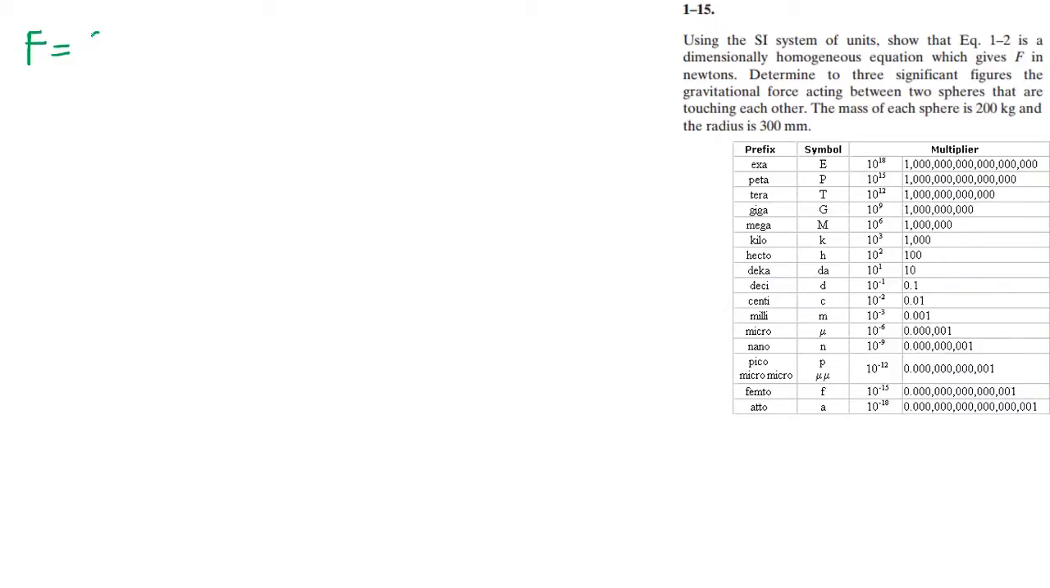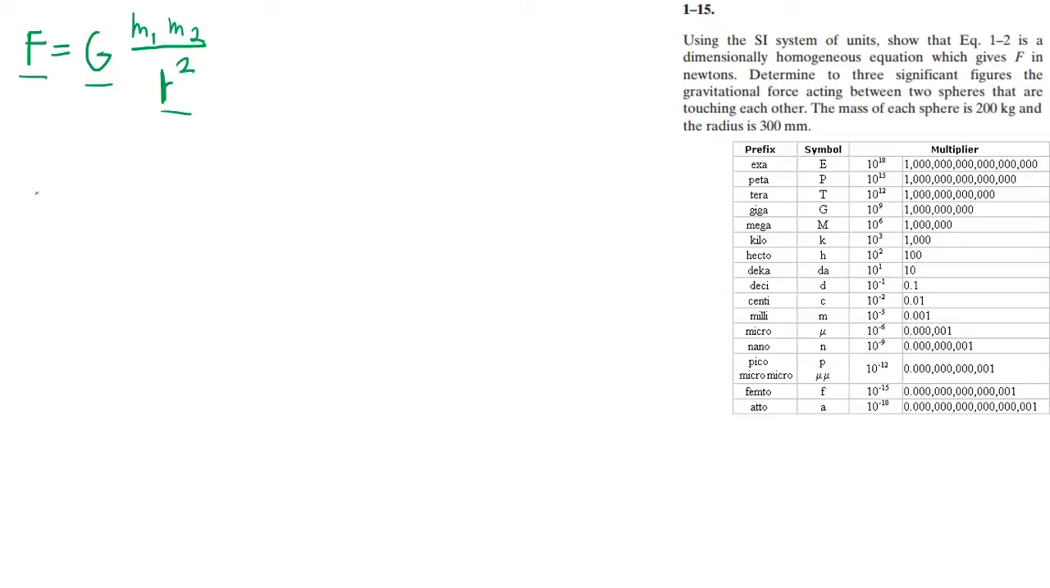F equals G multiplied by the first mass times the second mass, over r squared. This is a Newton's gravitational law question, by the way, in case you didn't know. Here r is our distance between the two objects, squared. So we have the gravitational constant, which has some funky units, mass 1 and mass 2 in kilograms, and then our distance in meters, and that all equals a Newton.